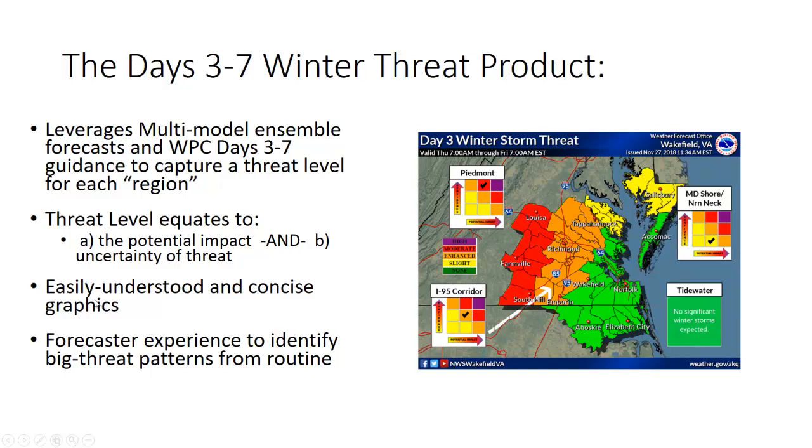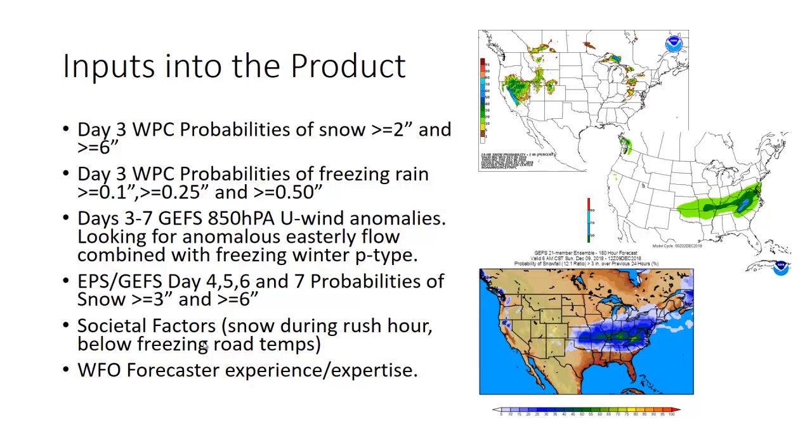So again, fairly easy to understand graphics, and we can put our own forecaster experience in to identify the big threat patterns from the normal routine patterns that we get as well. So, what goes into this product? What are the quote inputs into the product?